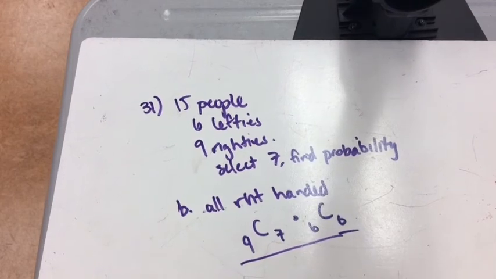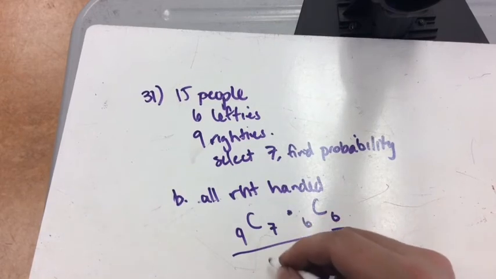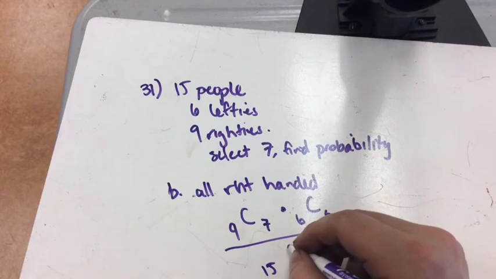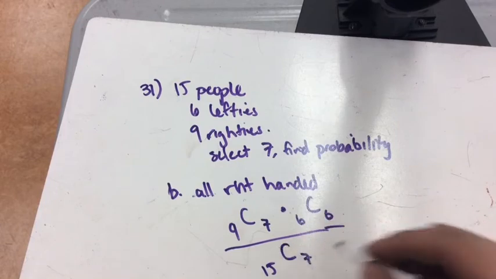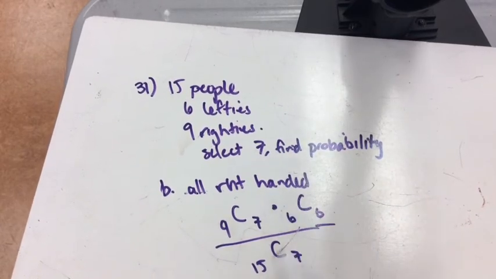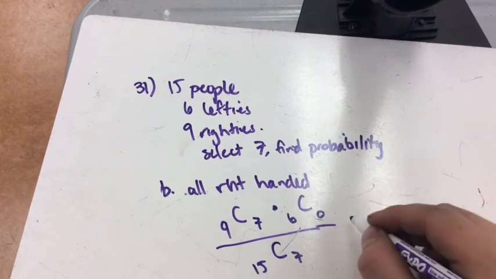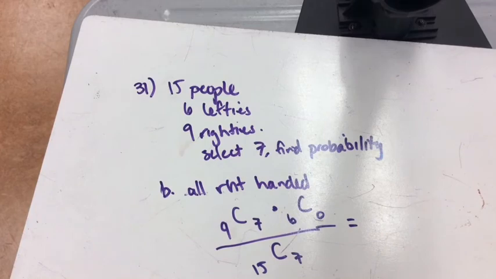Okay. We still need to divide by the sample space, which is going to be 15 people we are choosing from. We are choosing 7 of them. Okay, again, this is going to be the setup for B. And I will leave this to the watcher.